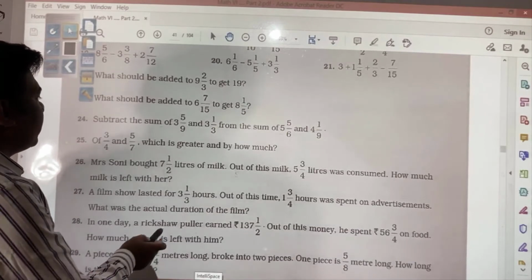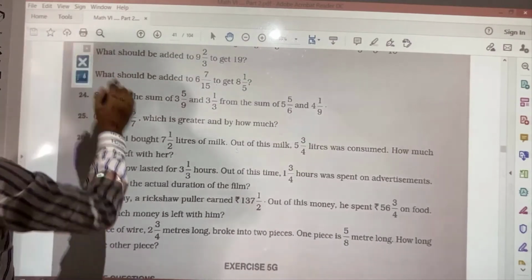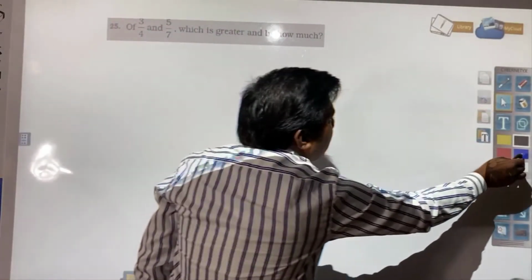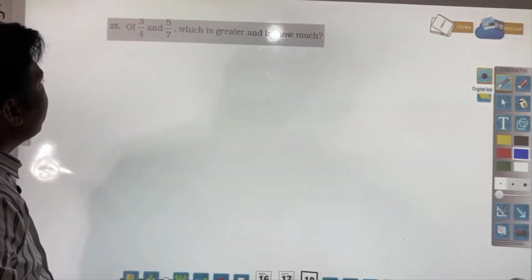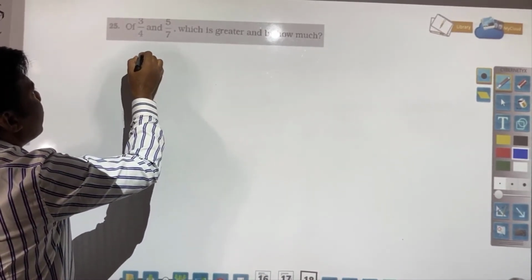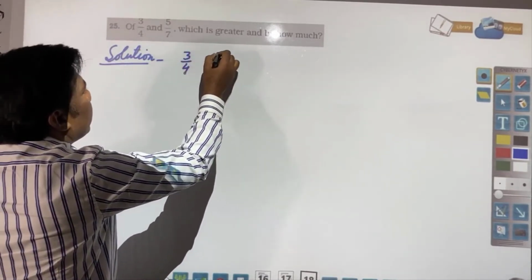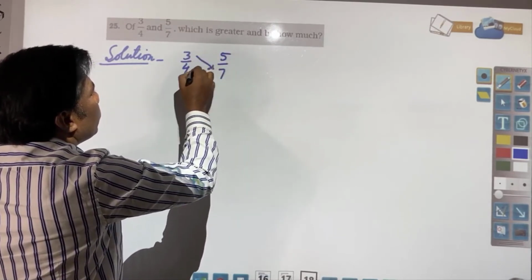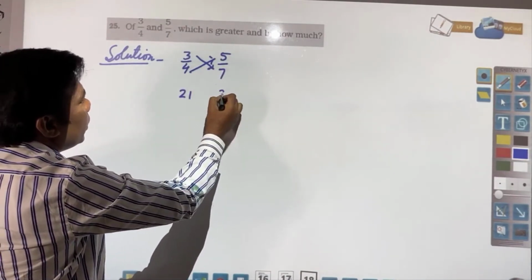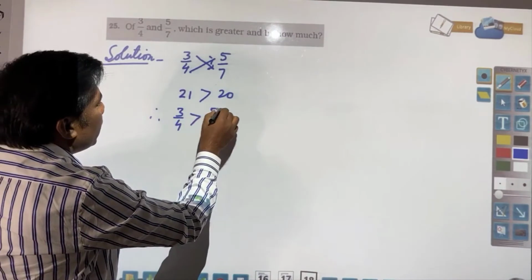Then you have question number 25. Of 3 by 4 and 5 by 7, which is greater and by how much? So just to complete this first, you have been given 3 by 4 and 5 by 7. You need to compare these, so for that you need to do cross multiplication. 3 7s are 21, 4 5s are 20. Which one is greater? 21. Therefore, 3 by 4 is greater than 5 by 7.